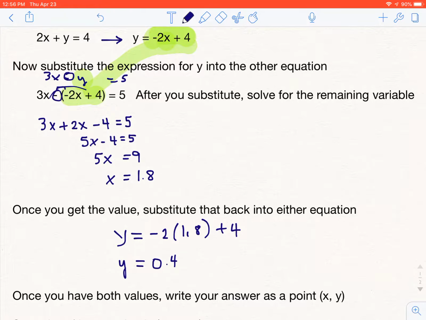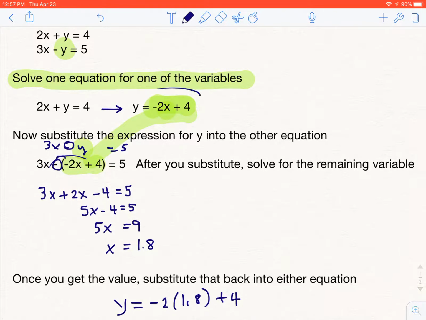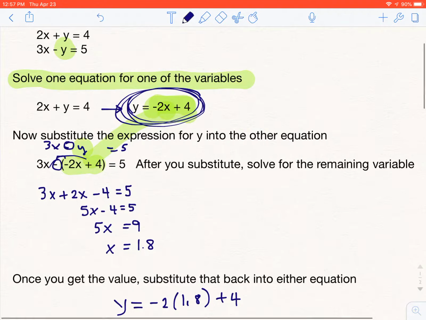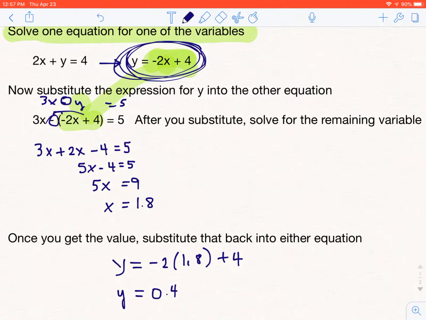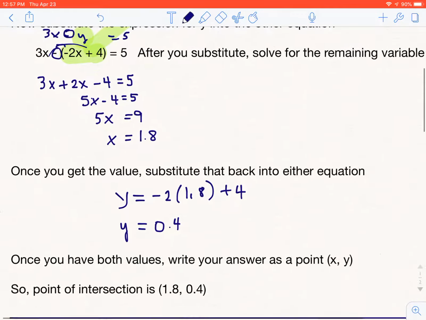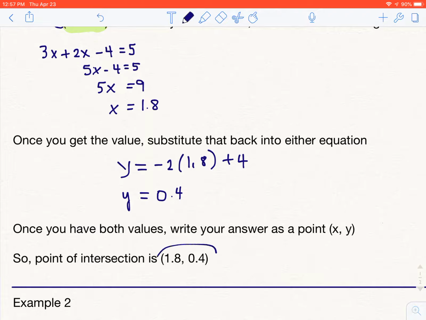Once you get a value, substitute it back into either equation. It makes no difference. I actually used this one that I'm circling here because it was already y equals. So y equals negative 2 times 1.8 plus 4, or 0.4. My final answer is a point, so I write it as a point, 1.8 comma 0.4. Make sure you put the x first and the y second.